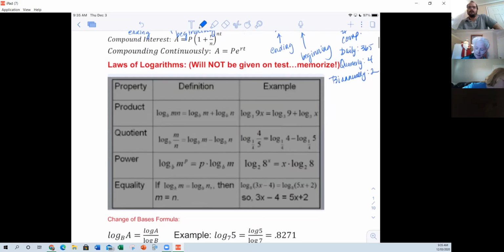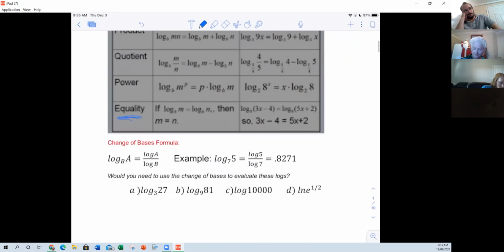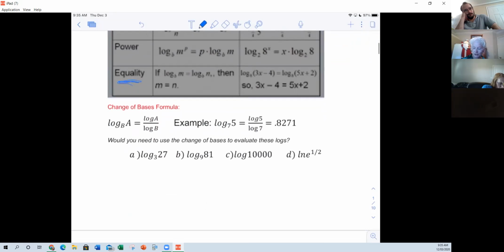Now, the laws of logs, we will not give you on the test. You have to have these memorized. And we just went over these in the pair deck. This one right here is one that we'll be discussing on Monday. And then, of course, the change of basis formula. You don't always have to use the change of basis formula, but you always could if you wanted to.